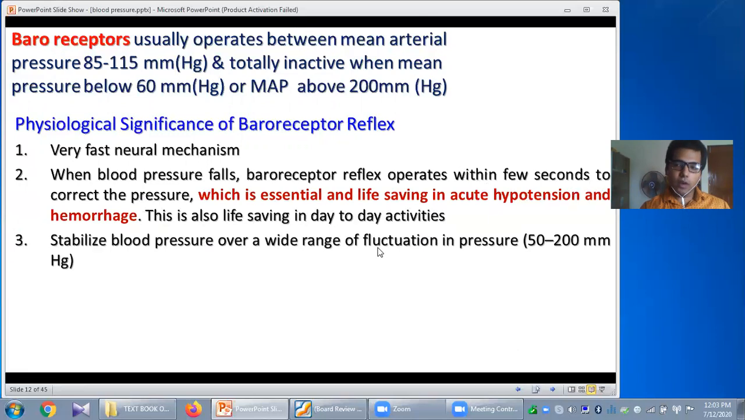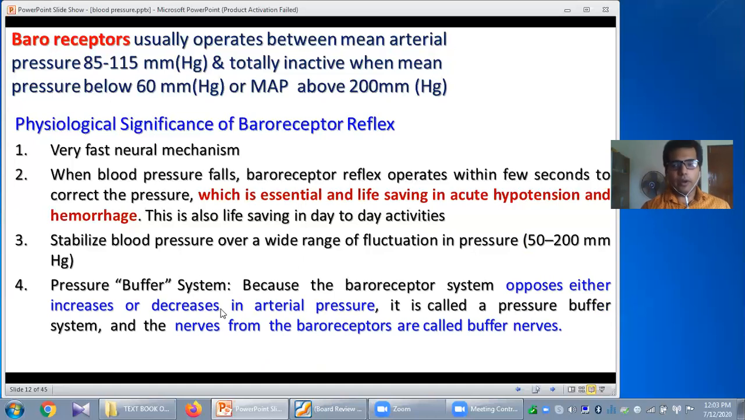It is also clear that the baroreceptor feedback system stabilizes blood pressure over a wide range of fluctuation in pressure, between 50 to 200 millimeters of mercury. Some books mention the range 60 to 200, and some books mention the range 50 to 180 millimeters of mercury, but it is almost like that.